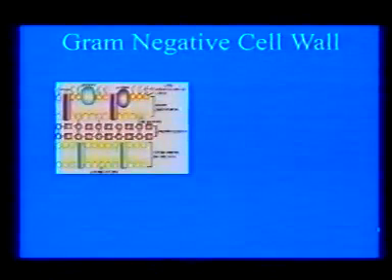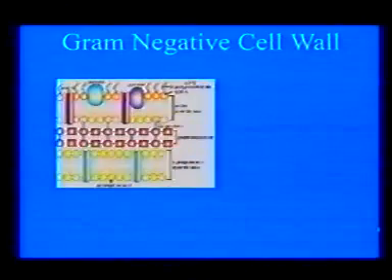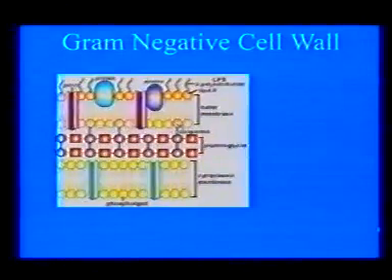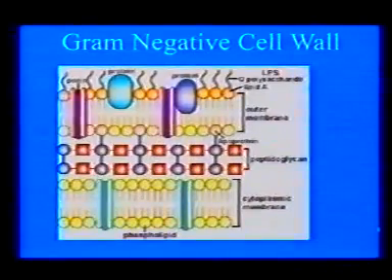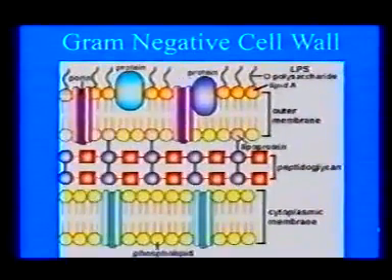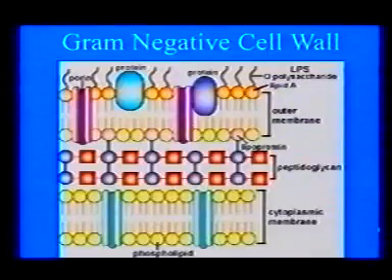The Gram-negative cell wall, on the other hand, contains a much thinner layer of peptidoglycan, only 2 or 3 layers thick. This is surrounded by an outer membrane composed of phospholipids, lipopolysaccharides, and lipoproteins. Only 10 to 20% of the Gram-negative cell wall is peptidoglycan.